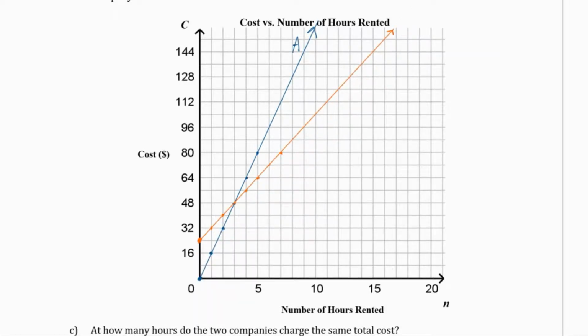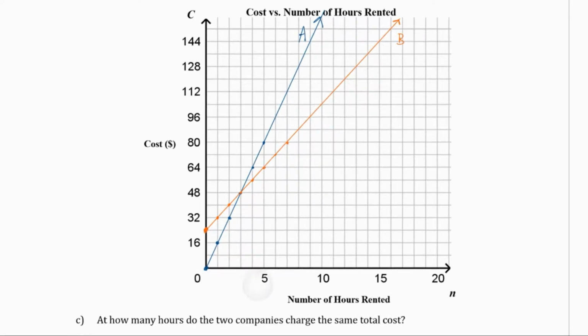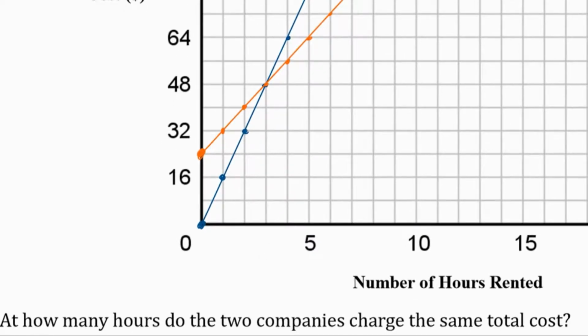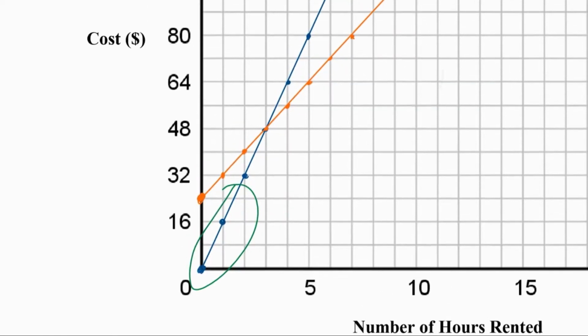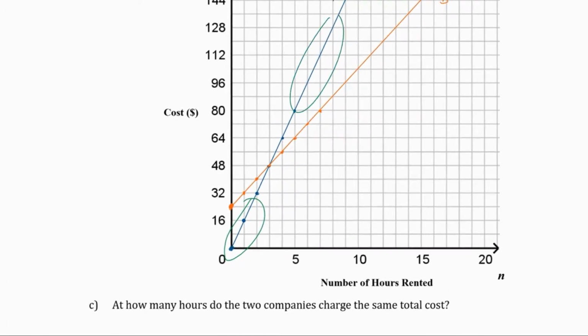Okay, so there's B. And remember what we talked about: A starts cheaper, but it's more each hour. So eventually it's going to be more expensive. And look at how it's more money. If I draw a line down, this is for 7 hours. A is going to be 112, where B is only going to be 80, right? So A is going to be more expensive if you go a long distance.